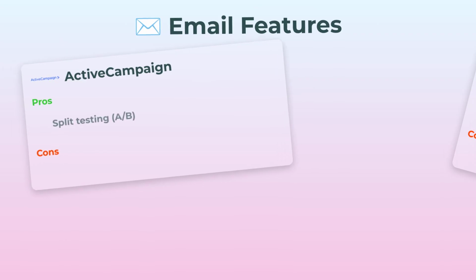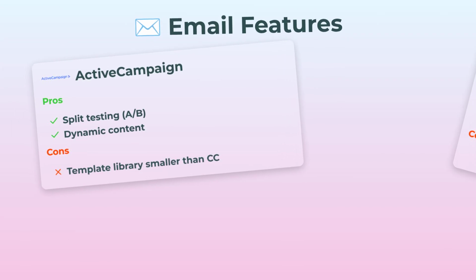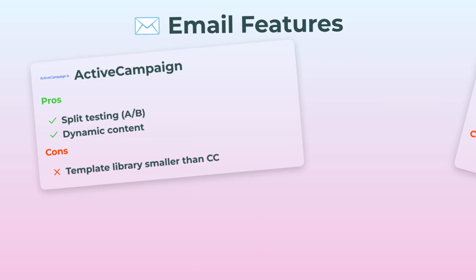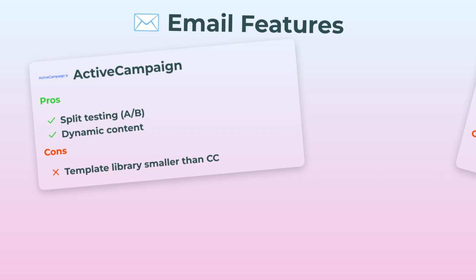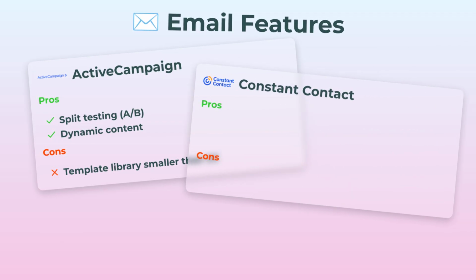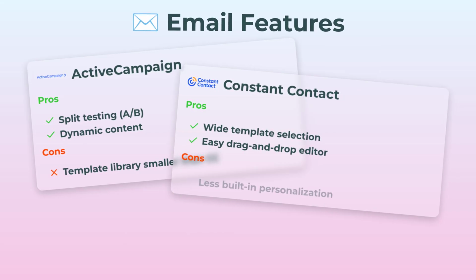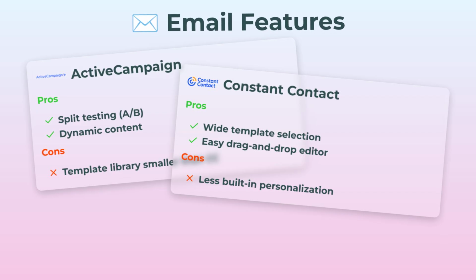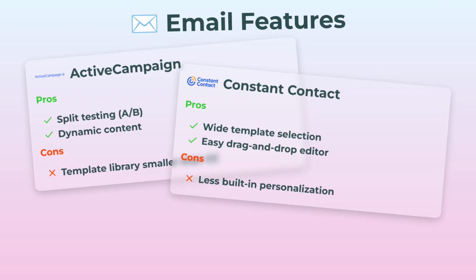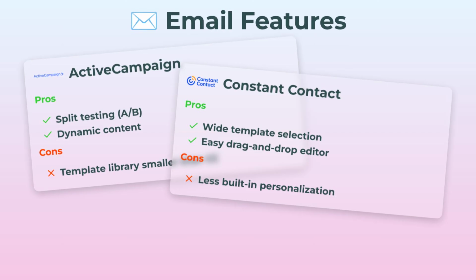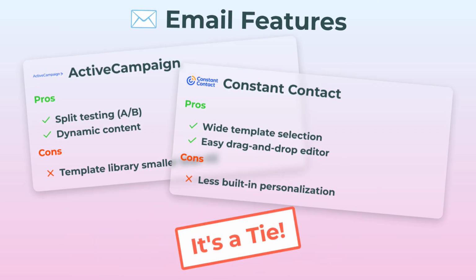On to email features. ActiveCampaign brings split testing, dynamic content, lots of stuff for people who just love tweaking every detail. There's actually a catch though, their template library. Smaller than Constant Contact's, but for what it does, it's rock solid. Now, Constant Contact? Templates for days. If you want to get something pretty out fast, their drag-and-drop editor is about as easy as it gets. Personalization isn't quite as baked in, though. But since both offer strong benefits, this category is honestly a tie.